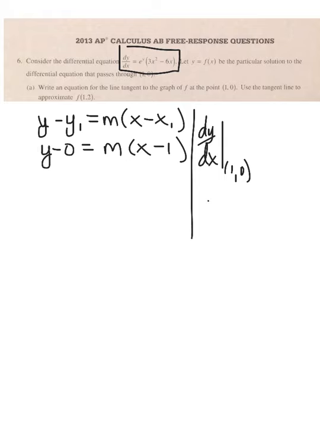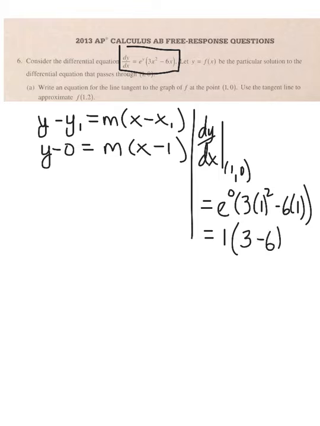All right, so I'm going to continue it down here. So I've got e to the y, which is e to the 0, times 3 times 1 squared minus 6 times 1. Anything to the 0 power is a 1, so e to the 0 just becomes 1. Times, and then we've got 3 minus 6. So then that will be negative 3. So y minus, actually we don't even need the minus 0, right? So y equals 3 times x minus 1.